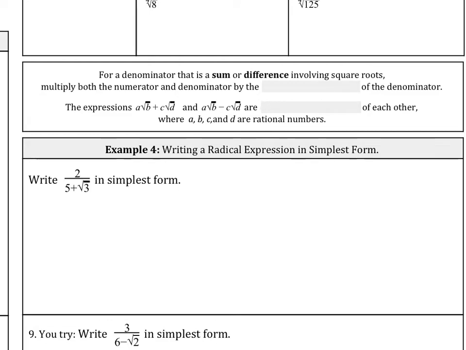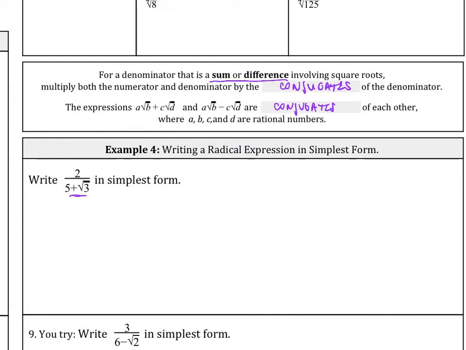So now we're going to look at something a little different, still rationalizing the denominator. For a denominator that is a sum or difference involving square roots, meaning we're adding or subtracting like we did here, we're going to multiply both the numerator and denominator by what's called the conjugate of the denominator. Conjugates: the expressions a square root of b plus c square root of d and a square root of b minus c square root of d are conjugates of each other, where a, b, c, and d are rational numbers.